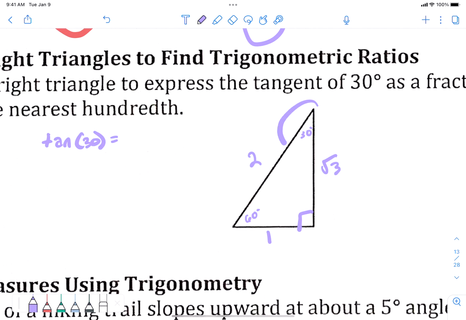So here's my 30-degree angle. And tangent is opposite over adjacent. Which side is the opposite side? 1. Opposite is the 1. Which one's the adjacent side? The square root of 3. So we have opposite is 1, adjacent is the square root of 3. No problem. 1 over the square root of 3.